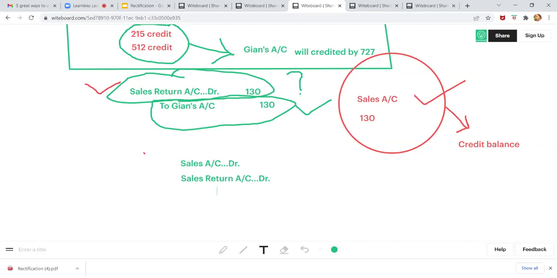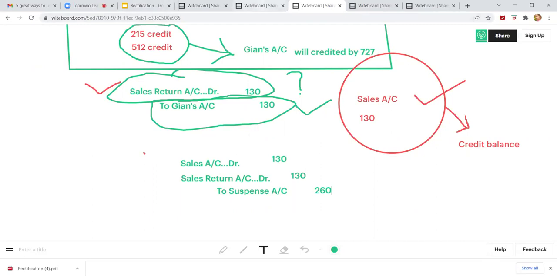And what we will credit? As we know Jian's account is posted correctly, right? So here we will open the suspense account, credit. So there is an error with the amount of 130 and 130 here also. So our total will be 260. So this is our rectifying journal entry.